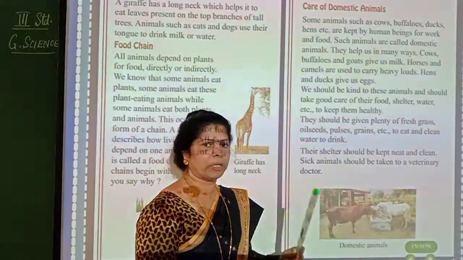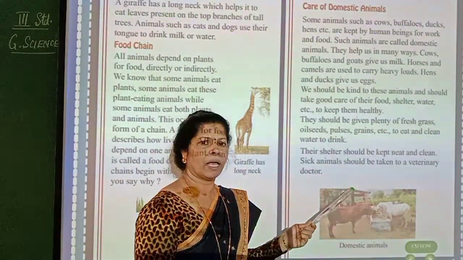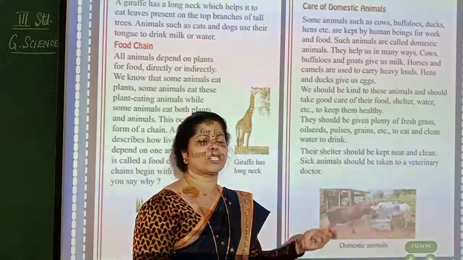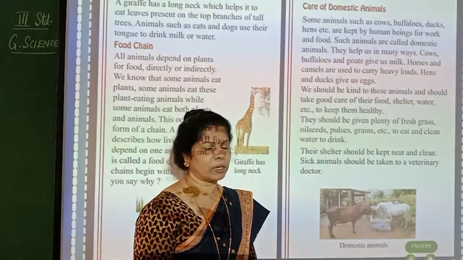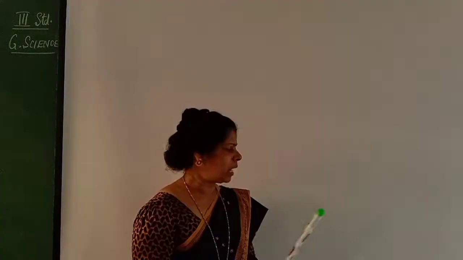So if you take care of animals and plants, animals also will take care of you. Understood? So you should never harm any animals.